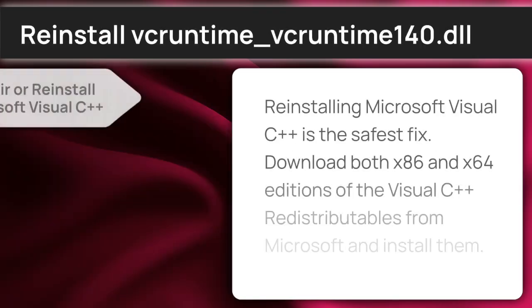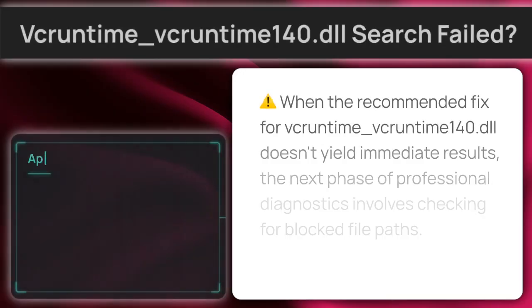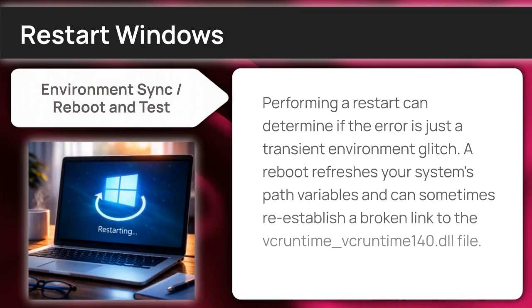Reinstalling Microsoft Visual C++ is the safest fix. Download both x86 and x64 editions of the Visual C++ Redistributables from Microsoft and install them. In cases where the official installer remains ineffective, we must escalate to a manual review of your system's active runtime state. A simple restart can resolve "file in use" errors that mimic a missing Visual C++ Runtime 140 message. It's a low-effort step that ensures your operating system starts with a clean execution stack.